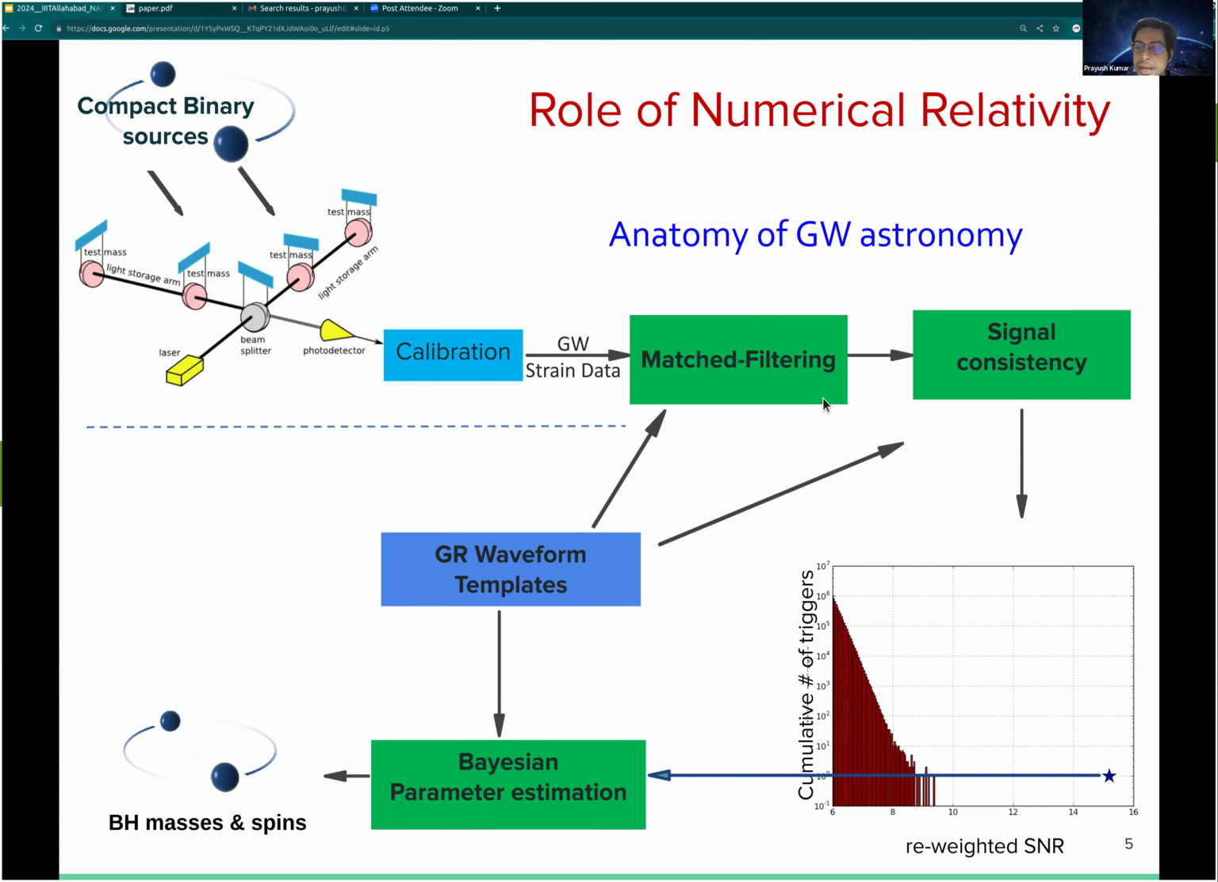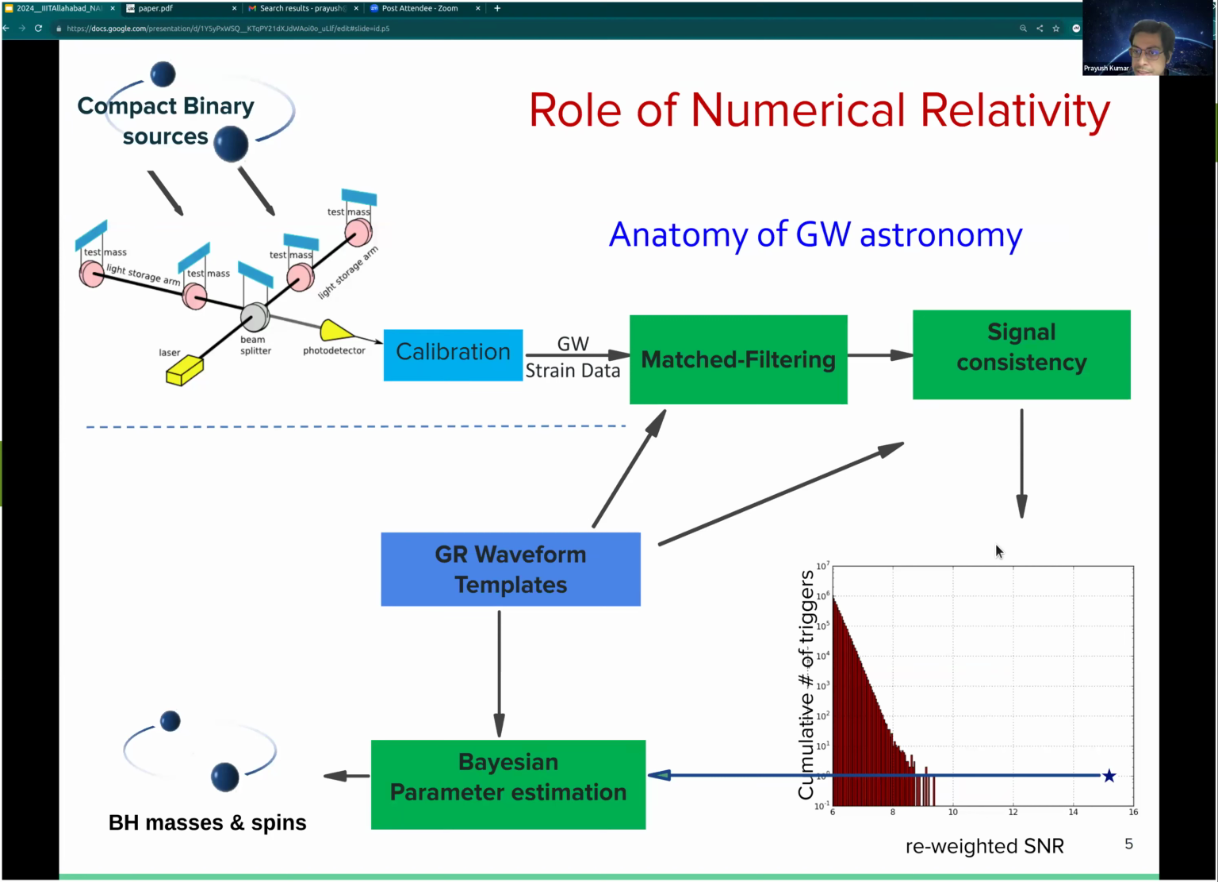The first analysis stage comprises a match filtering stage. That stage uses a large collection of GR-based waveform templates, which are nothing but theoretical predictions of what these gravitational wave signals should look like based on our understanding of these binary black hole and binary neutron star systems, right? Beyond this is a second stage which checks whether the triggers that come out of the first stage are truly astrophysical in nature or not. That's the signal consistency stage, and it also uses the same collection of waveforms from our theoretical understanding of GR.